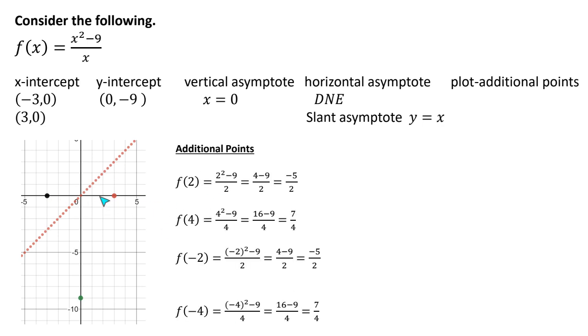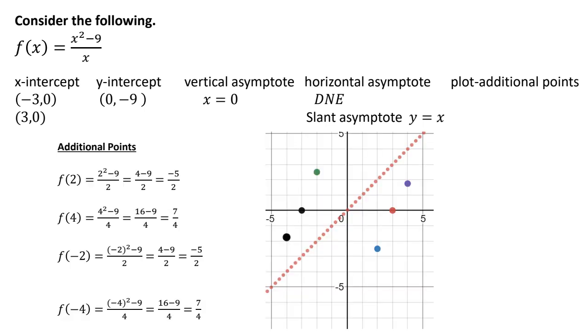I'm going to go ahead and pick f of 2. So when I plug in f of 2, we get 2 squared minus 9, which is 4 minus 9, equals negative 5, divided by 2, so negative 5 halves. And then 4, we do the same. Here we would get 16 minus 9 divided by 4 is 7/4. I'm going to try some on the left side over here. So negative 2 would give me 4 minus 9 is negative 5 halves. And then we get the 7/4.